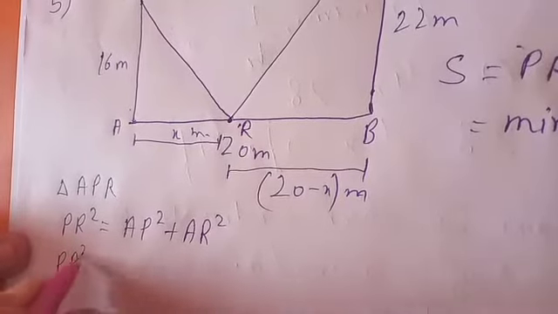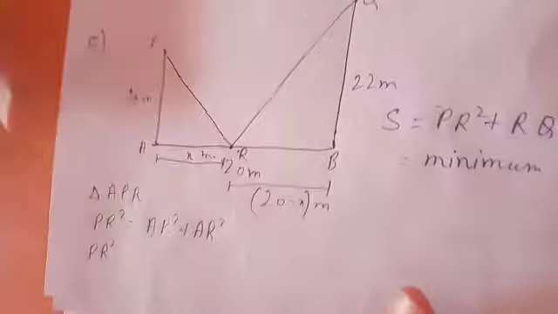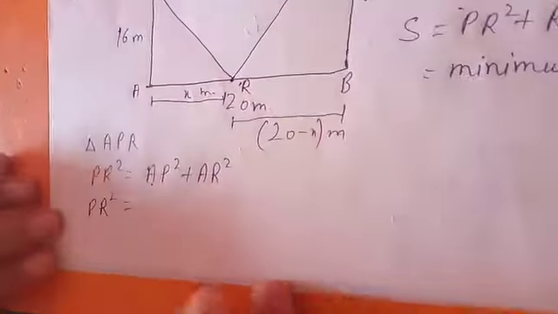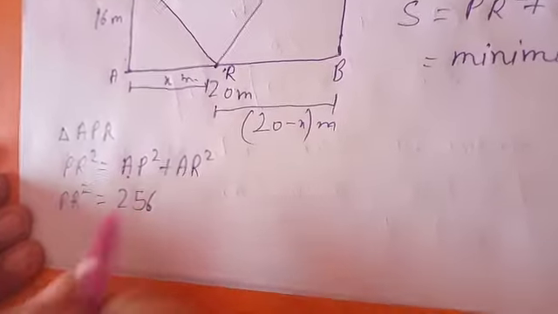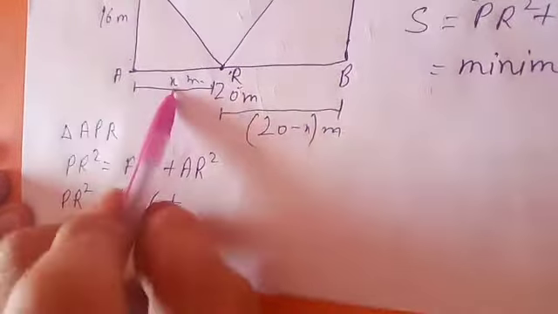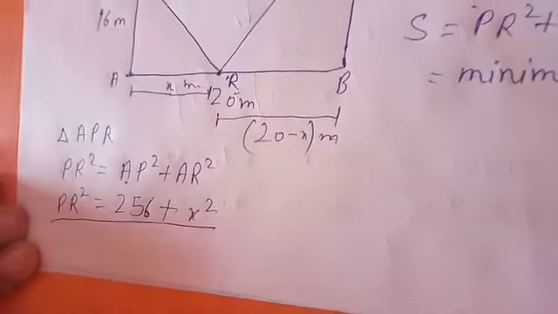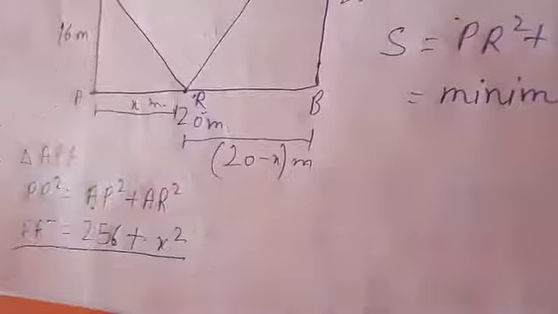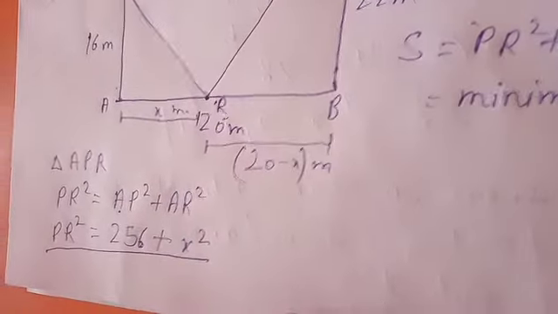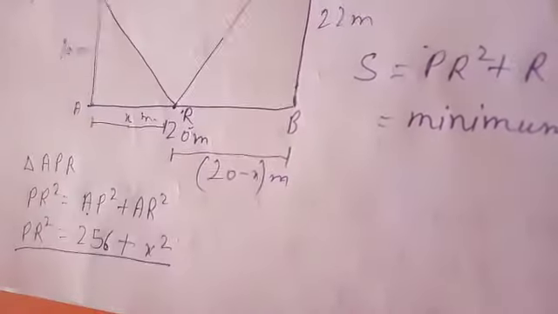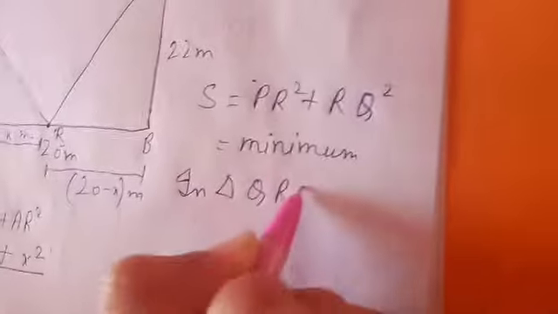So PR square will be, what is the value of AP? AP is 16 meters. So square of 16 is 256, plus the value of AR is x, so x square. It is the value of PR square. Now taking triangle QRB, we can find the value of QR square in triangle QRB.